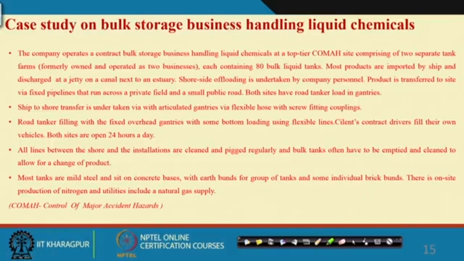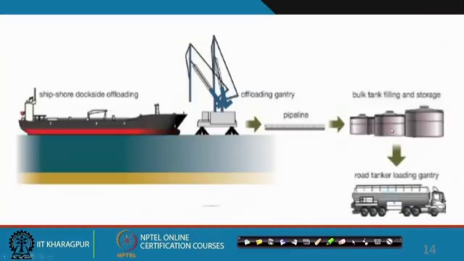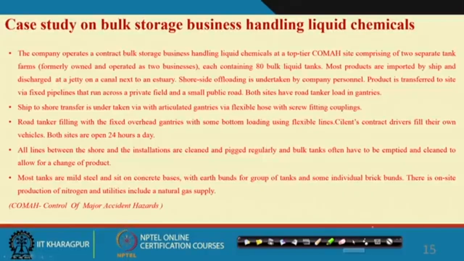The case study shows a company operating a bulk storage business handling chemicals. There is an offshore, and at the offshore, there are tankers provided. They are called bulk tanks. They are all loaded into the bulk tanks through the pipelines. Then the road tanker will come, take from the bulk tank, and supply to the customers. This is the whole case study. So, this is the ship, these are the bulk tankers, it is unloaded into the bulk tanks, and from there it will go to the road tanker. This is the pipeline.